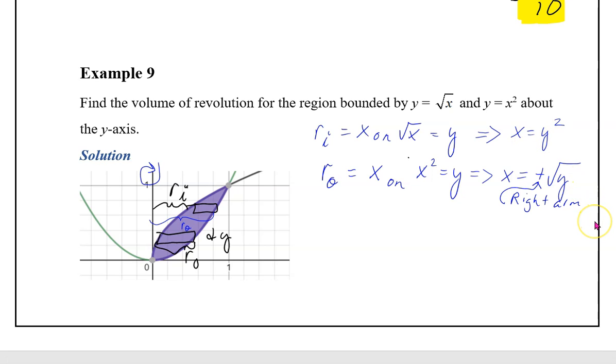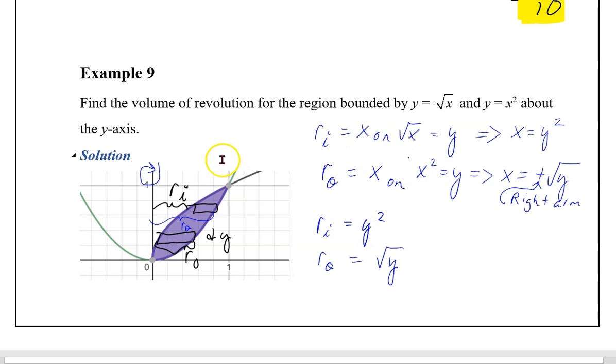Now what I can do is replace the x on this curve with y squared, so that our inner becomes y squared, and our outer becomes the square root of y. Now I need to figure out what the limits of integration will be.